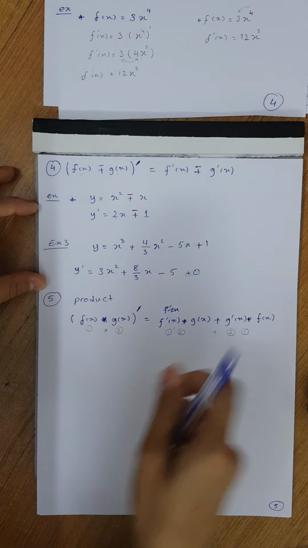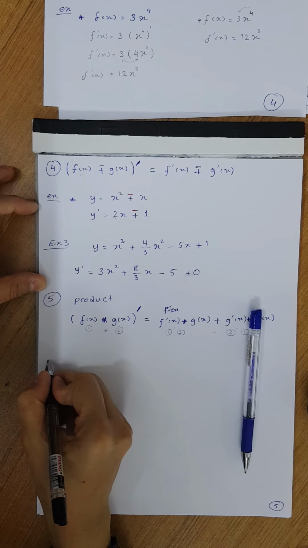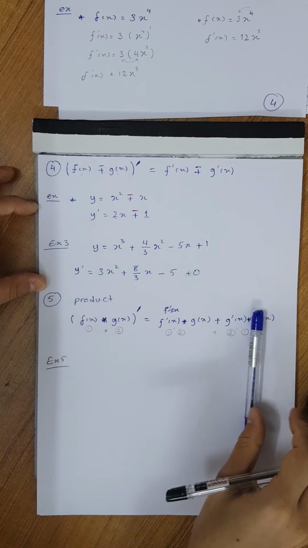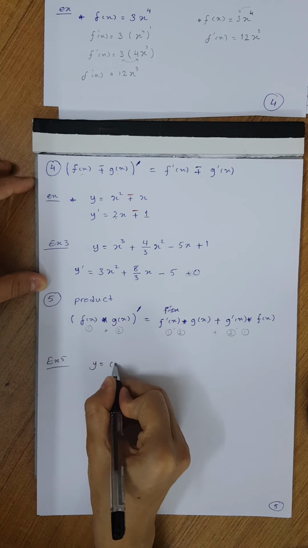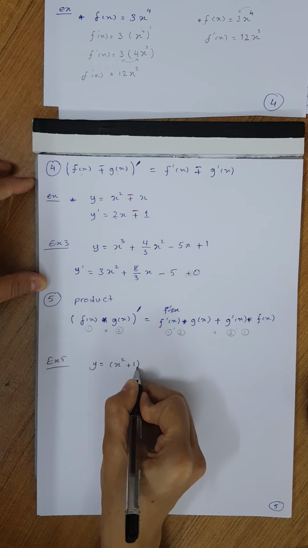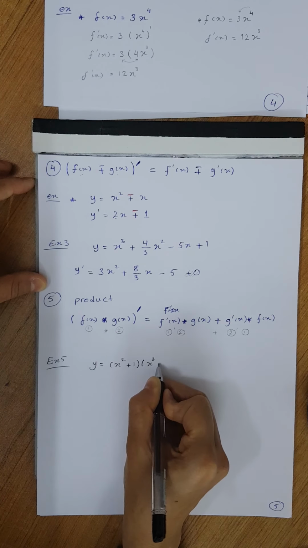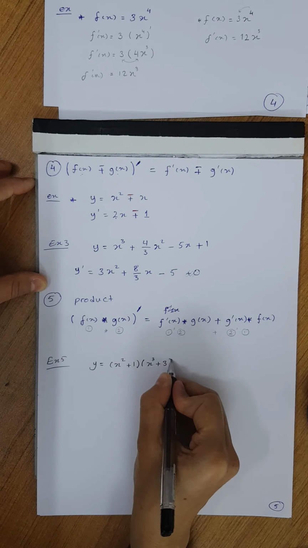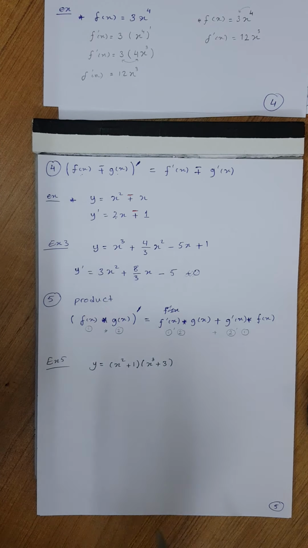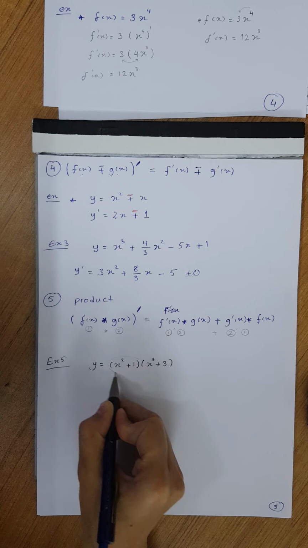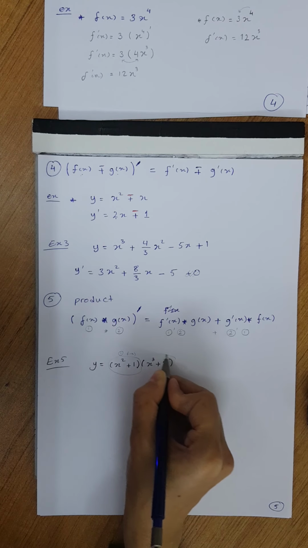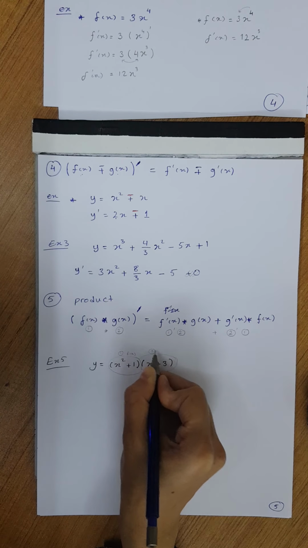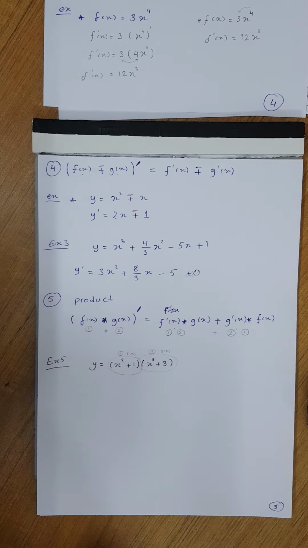We have it in example 5. It says find the derivative of the function y that's equal to x squared plus 1 multiplied to x to the power of 3, or x cubed, plus 3. How do we find the derivative of that function? That one is the first function, okay, function 1, or we can say that this is f of x, and that one is the second function, or we can say that is g of x. How do you find the derivative of that function?